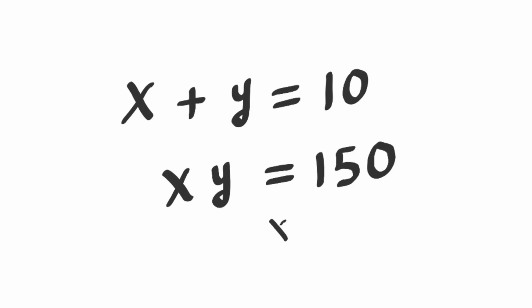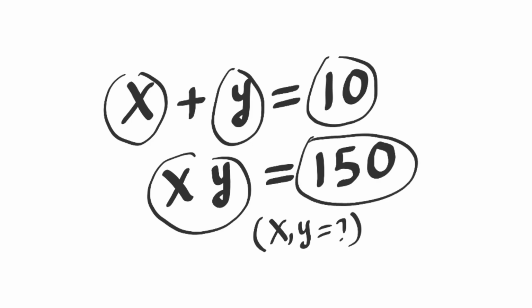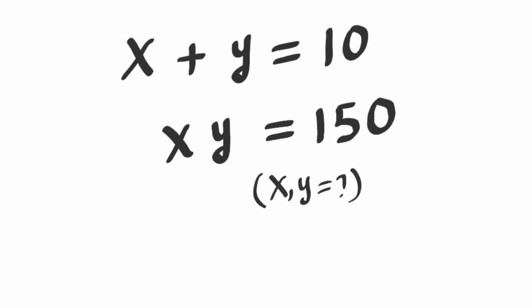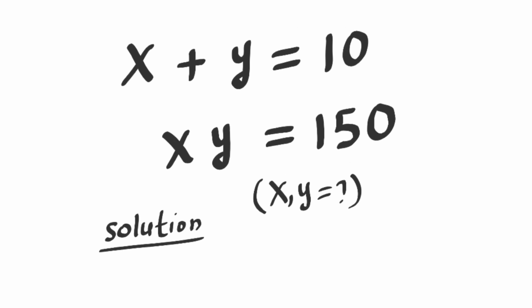Let us solve for x and y given x plus y is equal to 10, xy is equal to 150. x plus y is equal to 10, let us call this equation 1. xy is equal to 150, let us call this equation 2.